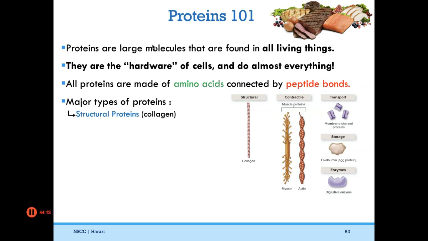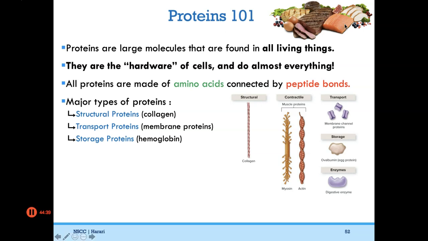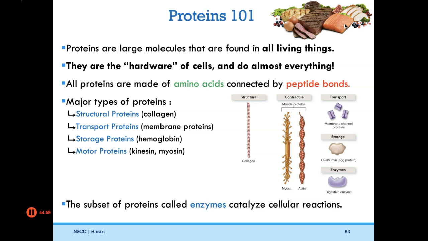Again, there are several categories of proteins. Some include structural proteins like collagen, which give your hair and your skin structure. Transport proteins help transport things. So in your cells, you have to always make sure that you have a low concentration of sodium inside, so special proteins kick sodium out. Some proteins are for storage, like hemoglobin stores oxygen in our blood. Or motor proteins physically move. So kinesin and myosin are proteins that can use the energy from ATP. We'll learn about that in a bit. They can use energy in order to move things around.